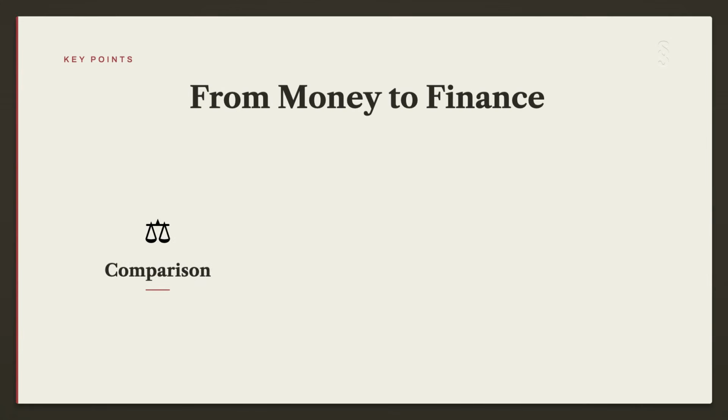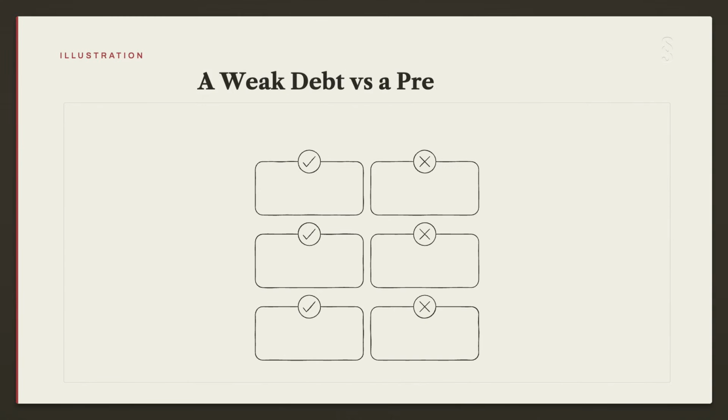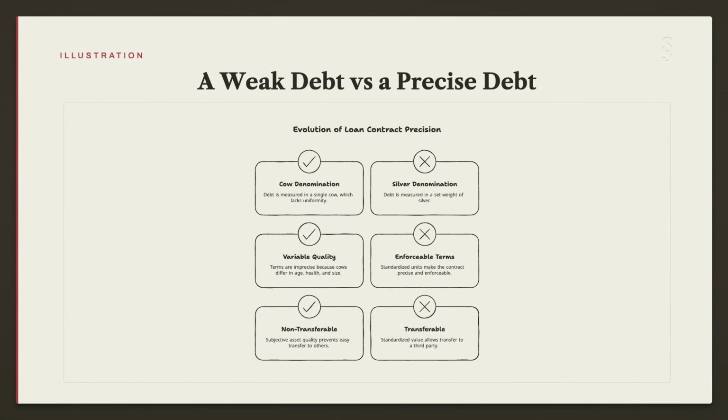Once everything is priced in one shared unit, comparison becomes possible. Comparison enables calculation, and calculation enables planning, which in turn enables credit, because a lender needs some way to state what is owed and confirm it's been repaid. A debt measured in one cow is a weak contract since no two cows are alike. A debt measured in a set weight of silver is precise, enforceable, and transferable. That precision is what let Mesopotamian institutions write meaningful loan terms in the first place. Money made finance possible.